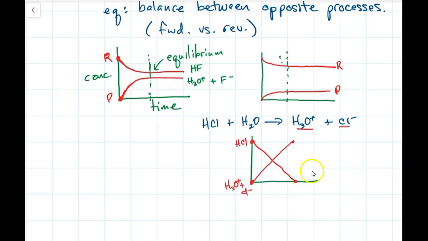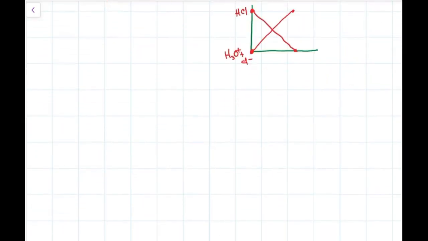And for that reason, we don't usually draw this graph. We're more concerned with this one because this weak acid ionization reaches equilibrium. Okay, so there are 2 different ways that we can express the strength of a weak acid.